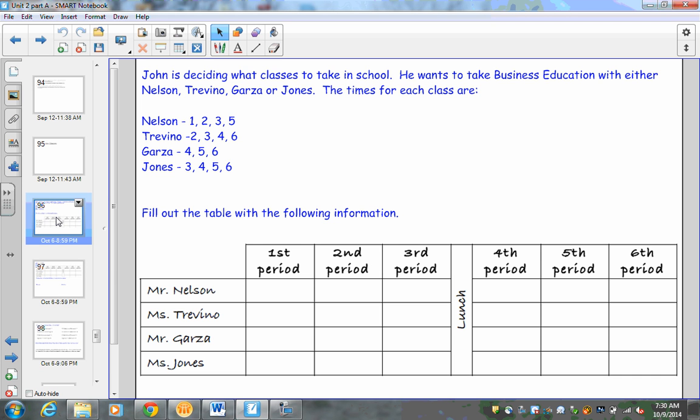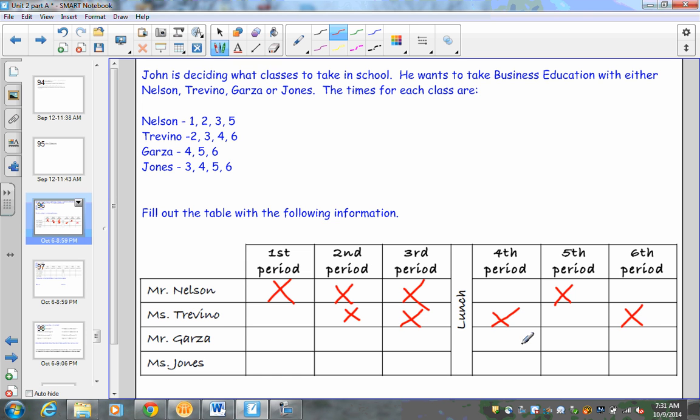Now, as a teacher, especially teaching probability, statistics, what have you, I always say write a visual, make all your information out there. It may be a diagram or a chart or a table, just because it makes it easy to see exactly what the question's asking. So I'm going to go ahead and put all my X's for the teacher that is teaching each class period. So Nelson is teaching first, second, third, and fifth. Trevino is second, third, fourth, and sixth, and so on and so forth.